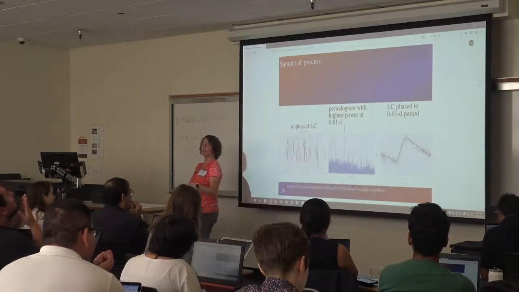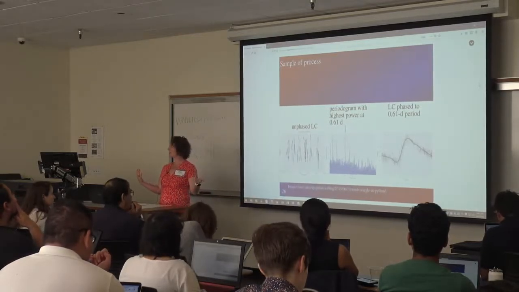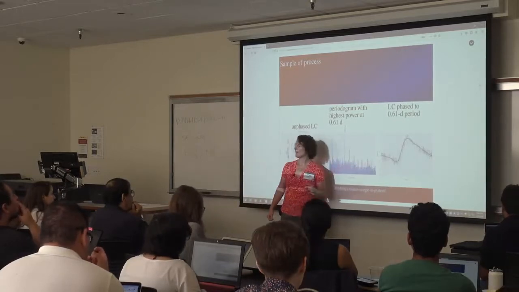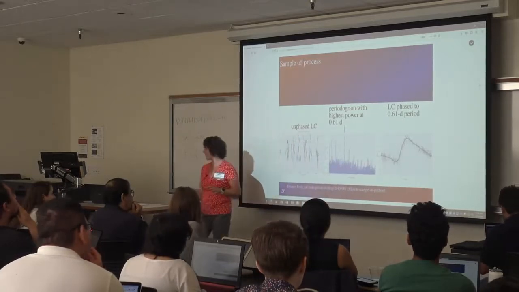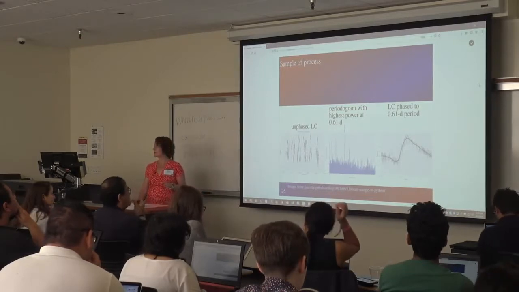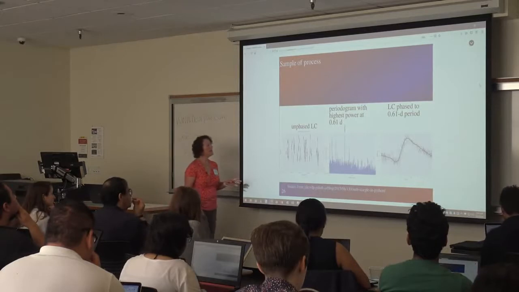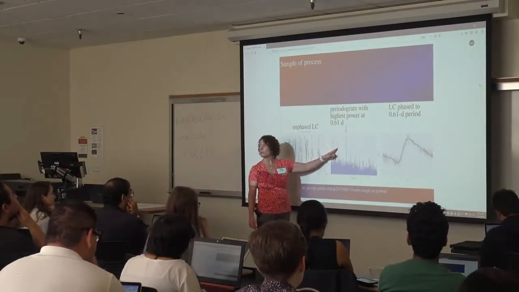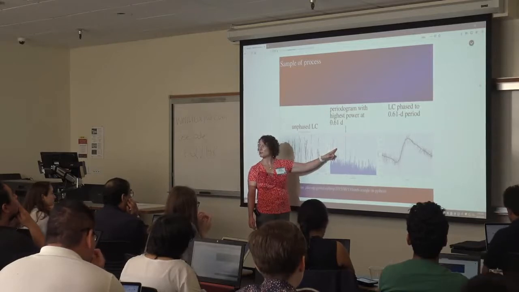So we say, let's try phasing to that period. And when we do, we see that the light curve makes sense. Okay, so that's an RR Lyrae, and it has a 0.61 day period. Okay. Now maybe, I'll talk about this in a minute, maybe you try this one, and you can tell it doesn't make sense because the light curve, when you phase it to that, doesn't make anything sensible.